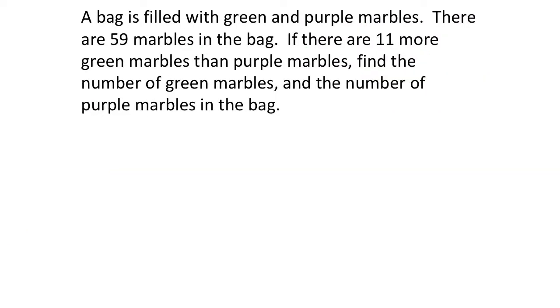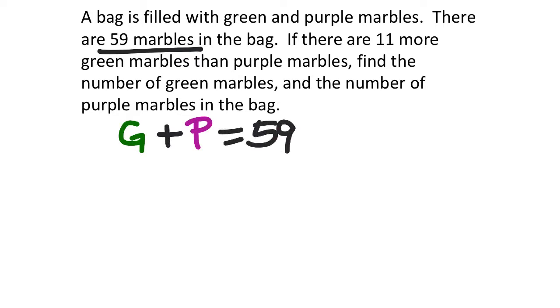One of the first things we see on this one is that the bag has 59 marbles in the bag. So if I were to demonstrate this, not necessarily with a diagram, but just algebraically, I'm using G for green and P for purple. If I took all these marbles and added them together, I should get the total of 59 marbles.